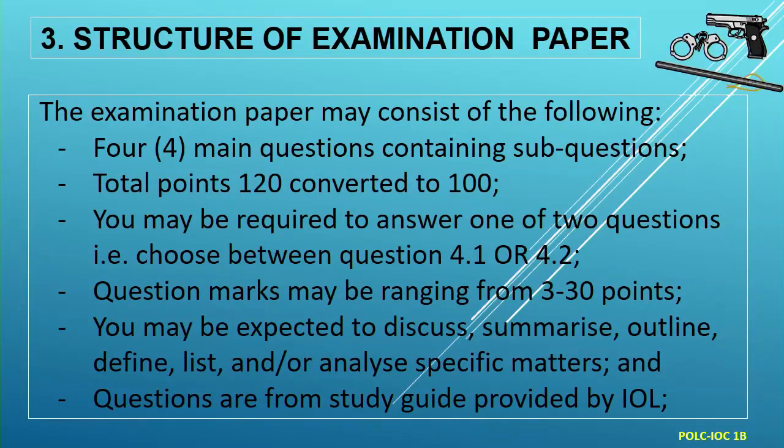Now, the examination consists of 4 main questions containing sub-questions, with total points of 120 converted to 100. You may be required to answer one of 2 questions. For example, you need to choose between 4.1 or 4.2. Question marks may range between 3 and 30 points. You may be expected to discuss, summarize, outline, define, list, or analyze specific matters. Questions are from the study guide.